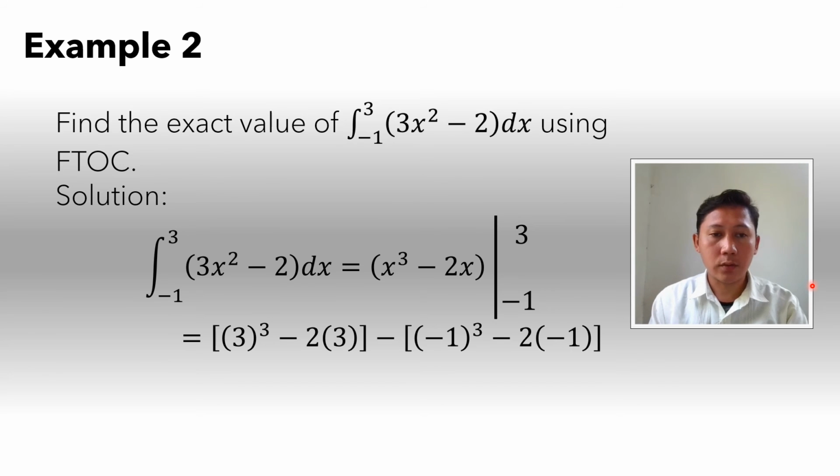So applying the FTOC, we replace the x with the upper boundary, 3, minus, okay, we also replace the x with the lower boundary. Simplifying, we get 21 minus 1. So 3 cubed is 27, minus 6 is 21. Then the cube of negative 1 is negative 1. Then negative 2 times negative 1 is positive 2. So negative 1 plus 2 is 1. So 21 minus 1, that is 20.